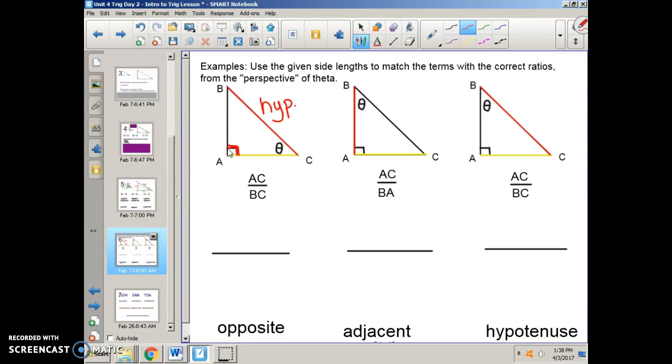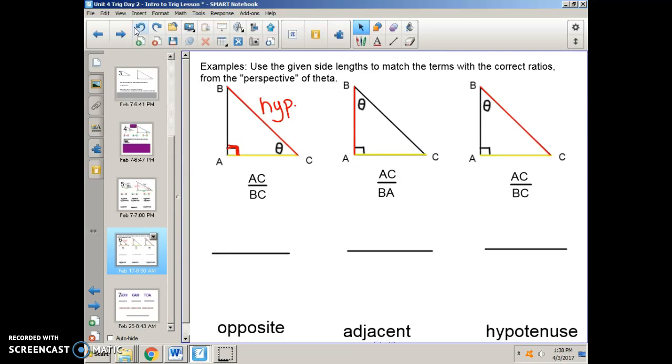No matter where I place theta, I could put theta here. I can move it over here, no matter what. Hypotenuse does not change. That's why I say start with that one. Opposite and adjacent are going to change, though, based on which triangle you're working with.